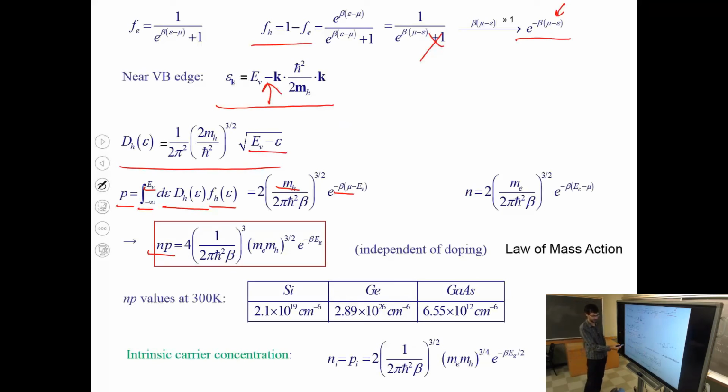And if you calculate these n times p values for these different semiconductors at room temperature, you can see what they are. So much higher density n times p for germanium because of the smaller gap. Something in between for silicon, and actually much smaller for gallium arsenide.